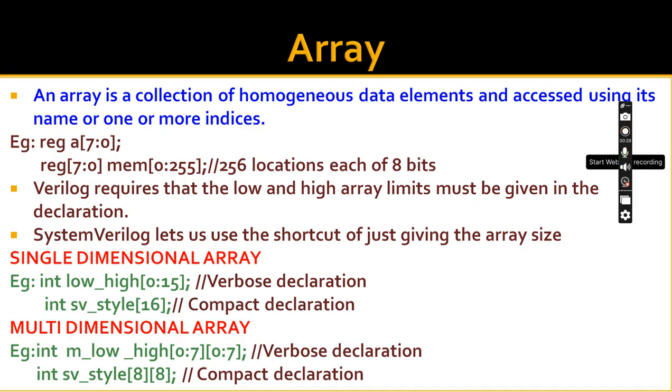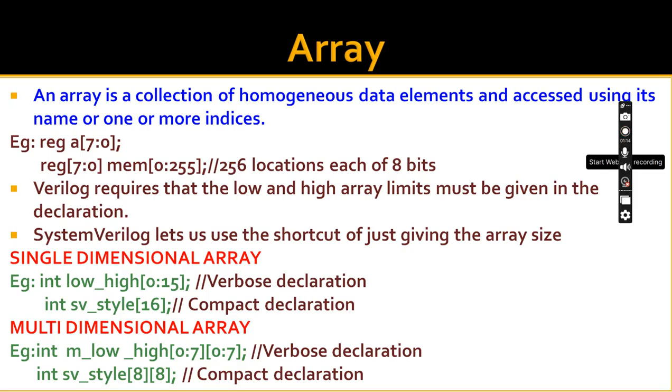Now, what is an array? An array is a collection of homogeneous data elements and it can be accessed using its name and one or more indices. Here in the example we can see we have taken the data type as reg [7:0]. This is an array, and again we are seeing another array, reg [7:0] mem [0:255]. It is an array, or you can say it is a memory of 256 locations, each of 8 bits.